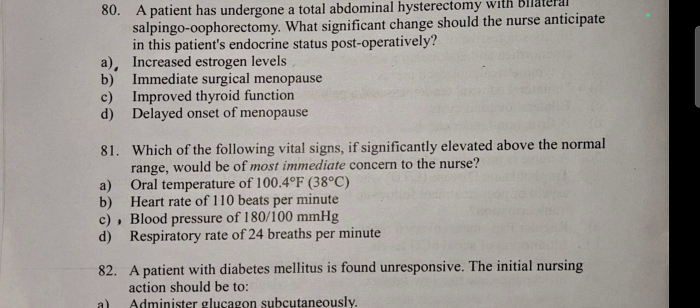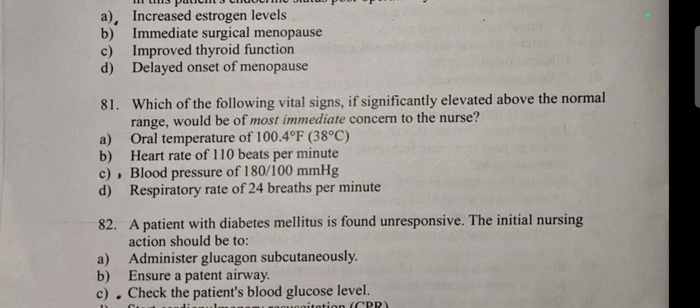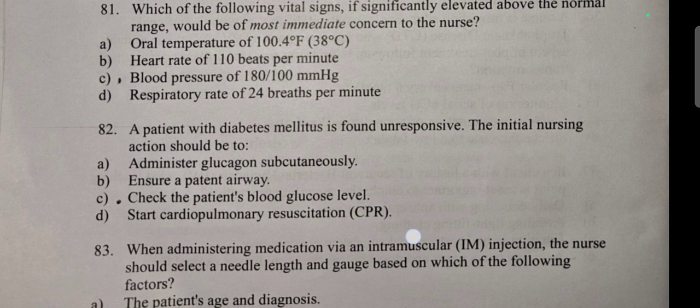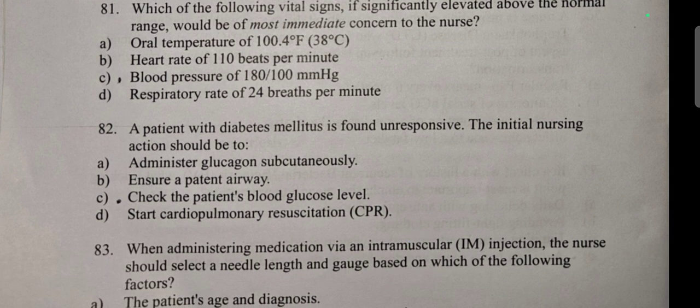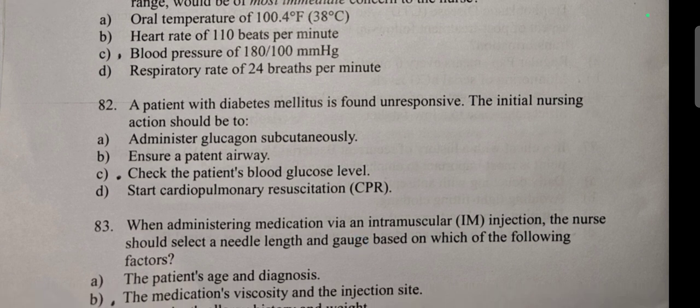Which of the following vital signs significantly elevated above the normal range would be the most immediate concern to a nurse? तो इसका करेक्ट ऑप्शन रहने वाला है ऑप्शन सी। क्वेश्चन नंबर 82. A patient with diabetes mellitus is found unresponsive. The initial nursing action should be... the correct answer is option B.